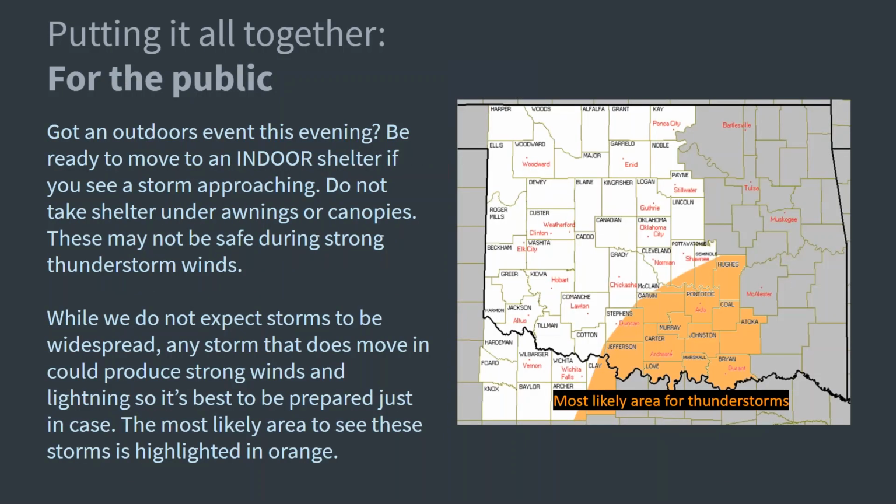For the public, and this is a crude drawing because I don't have access to Graphy DSS from home, address those who have an outdoor event that they're going to, like an outdoor concert or a state or county fair. And maybe let the people know it's not safe to be taking shelter under awnings or canopies in this environment. So stake out where the sturdy shelter is and be prepared to move to that as soon as you see a storm moving your way.